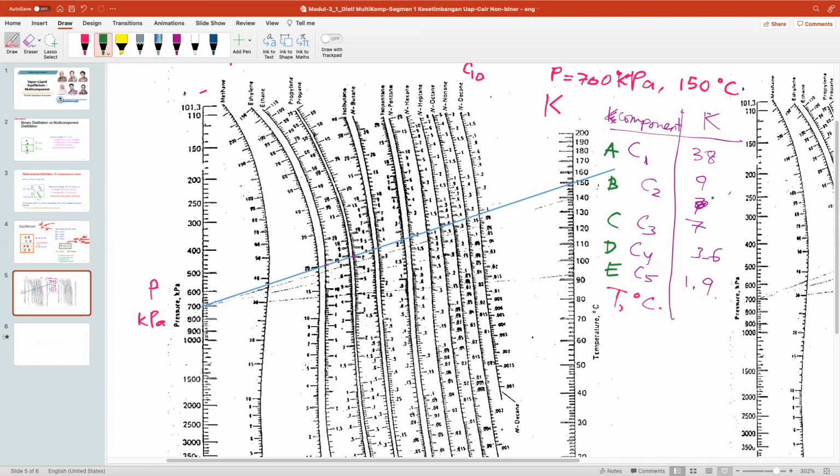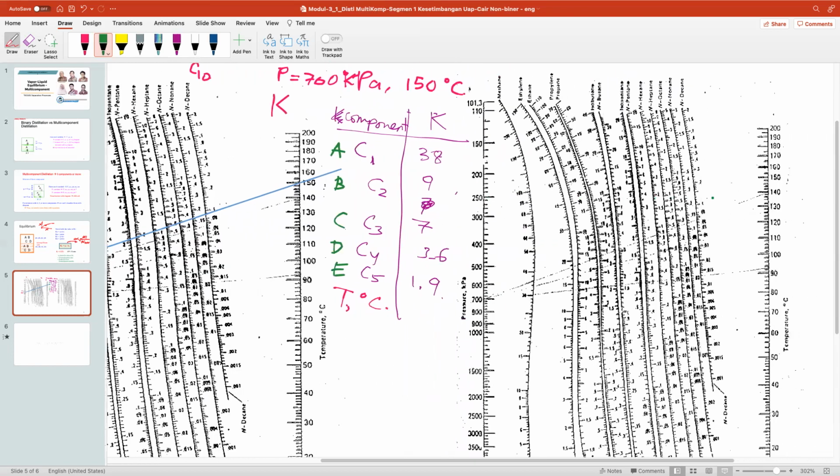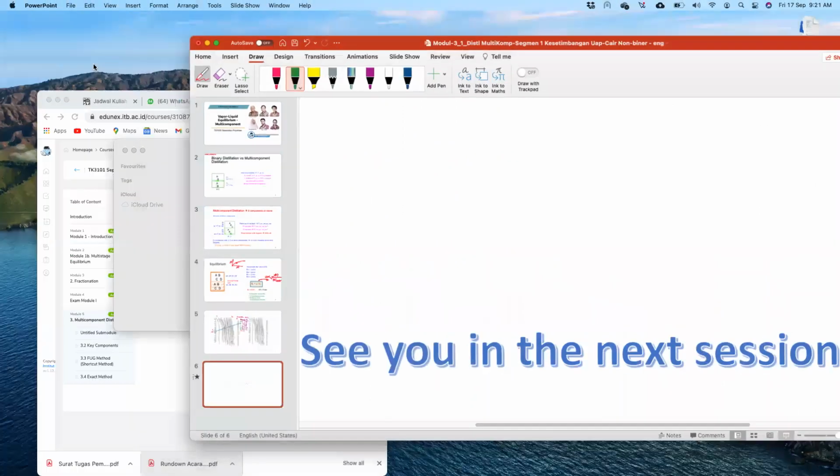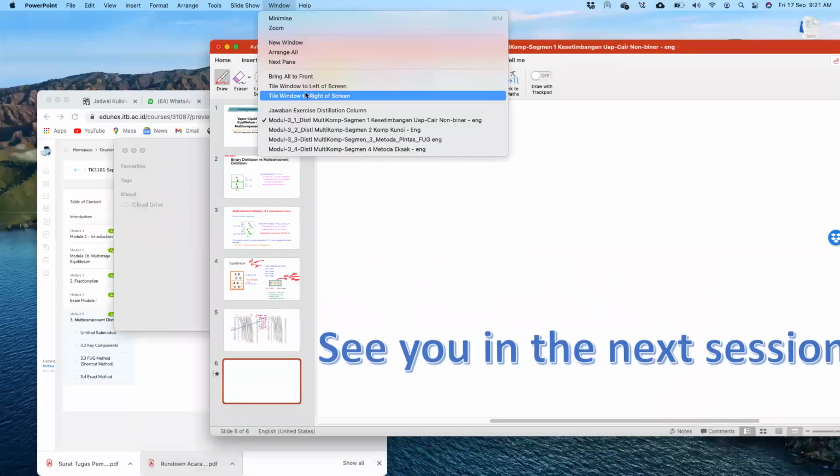Over here, let's have a look. It's also similar, but at lower temperature, I think, and at higher pressure. So you can also have a look at that one there. All right, so this is the end of the session. Let's have a look at the next module.